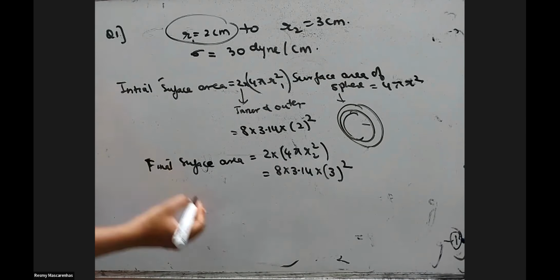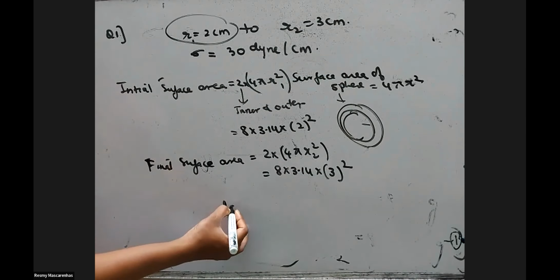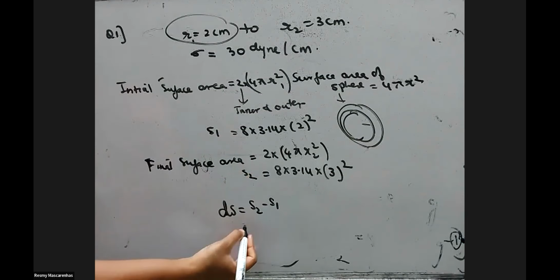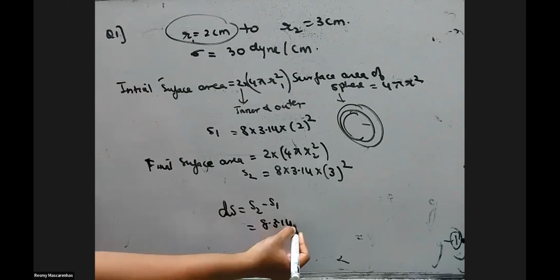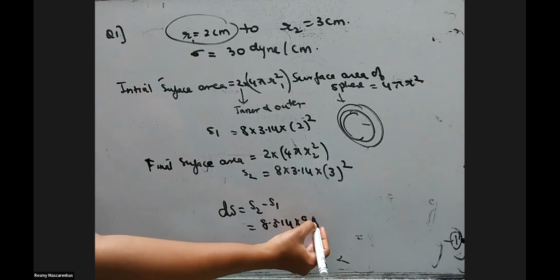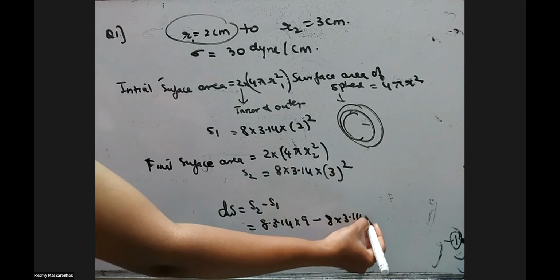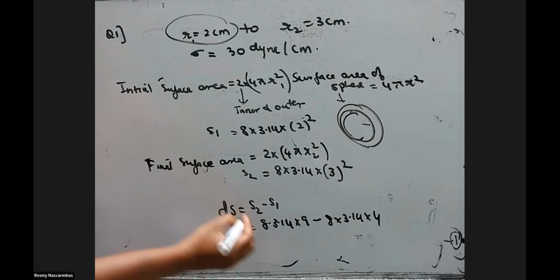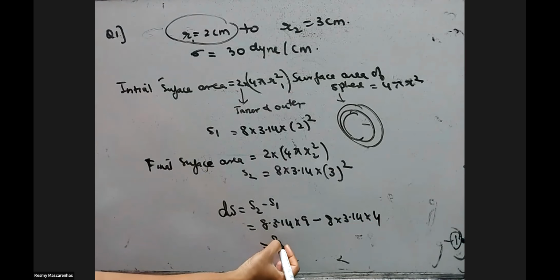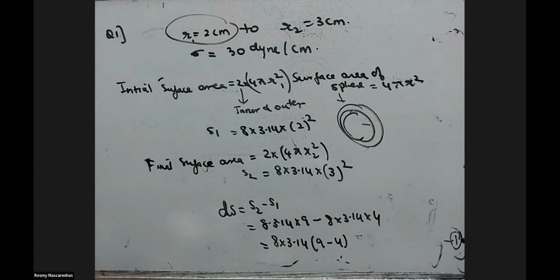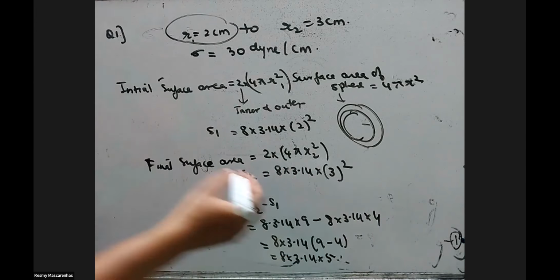Now we want to find what is the change in the surface area. ds is s2 minus s1. This is s1 and this is s2. This is 9. This is 4. So take this out common. 8 into 3.14 into 9 minus 4 will be common. Now calculate 3.14 into 5.